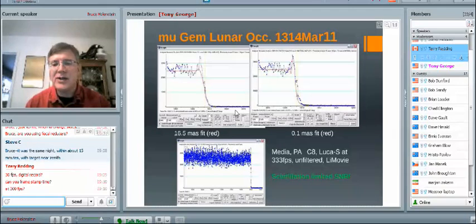The scintillation, again, was the limiting factor at being able to do any science with this type of occultation. The scintillation essentially masked any useful science. Next slide.